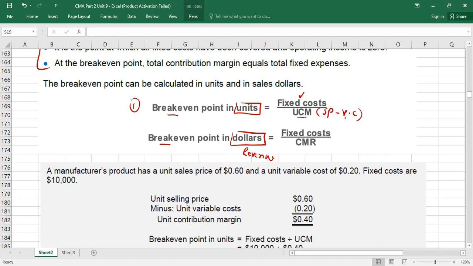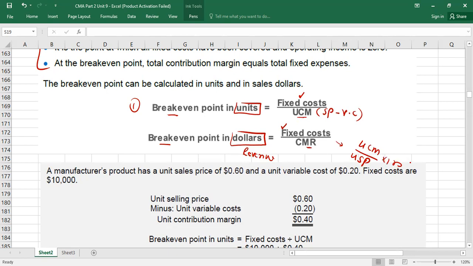And the other way, I also told you how to get unit contribution margin. If you apply this formula, fixed cost divided by unit contribution margin, you would get break-even point in units. Then, if you want to calculate break-even point in dollars, you have to take fixed cost divided by contribution margin ratio. I told you how to get contribution margin ratio. I'm writing one formula, but I told you two ways. Contribution margin ratio means unit contribution margin divided by unit selling price, multiplied by 100. So this will give you contribution margin ratio.